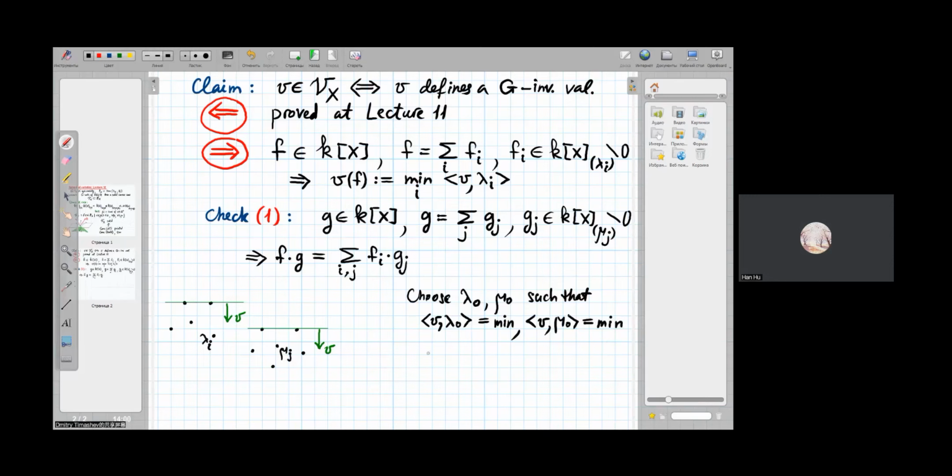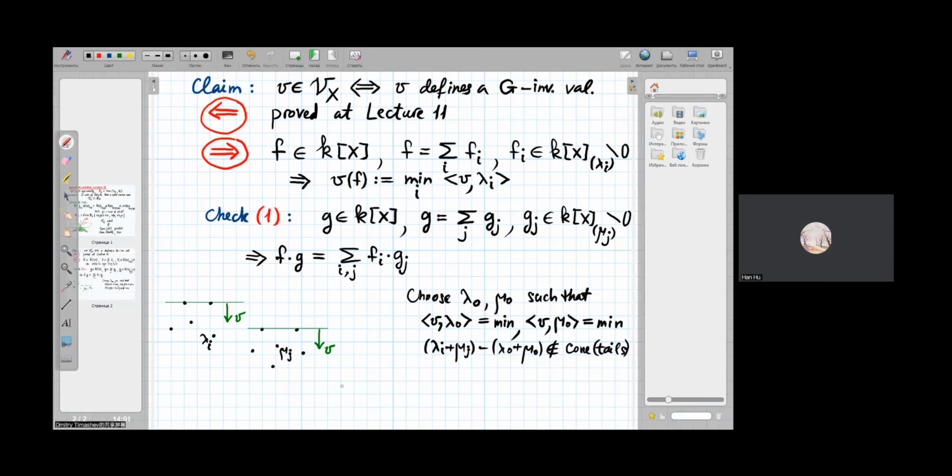Okay. And another condition is that for any pair of i and j, this difference, lambda i plus mu j minus lambda naught plus mu naught, does not belong to the cone spanned by tails. It is possible to choose such a pair for the following reason. So let's consider all these sums, lambda i's plus mu j's, all these sums.